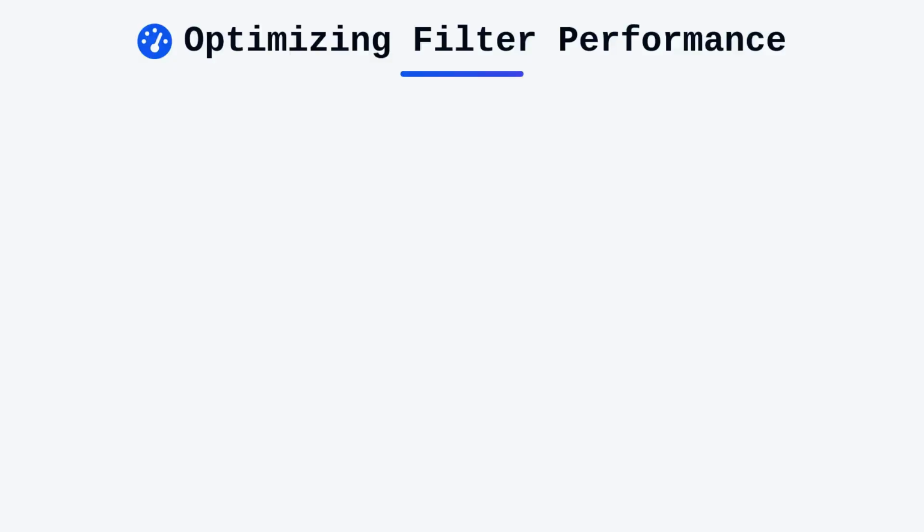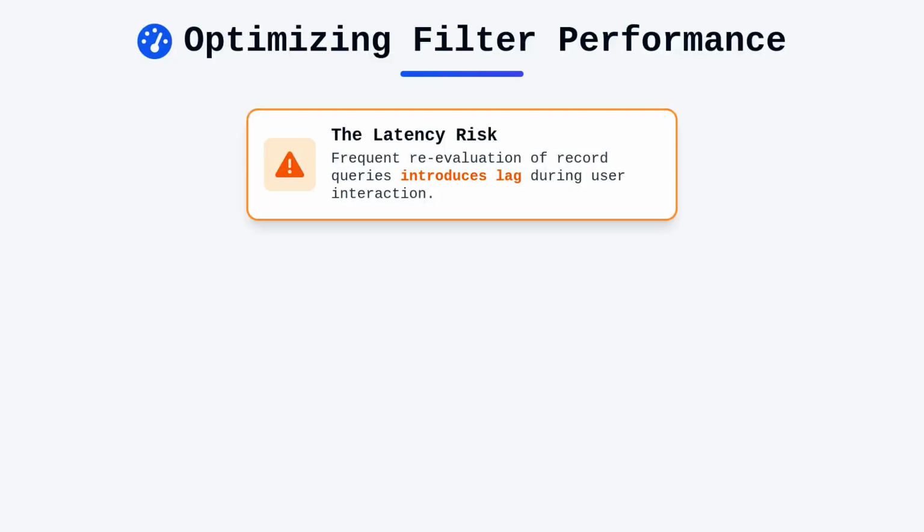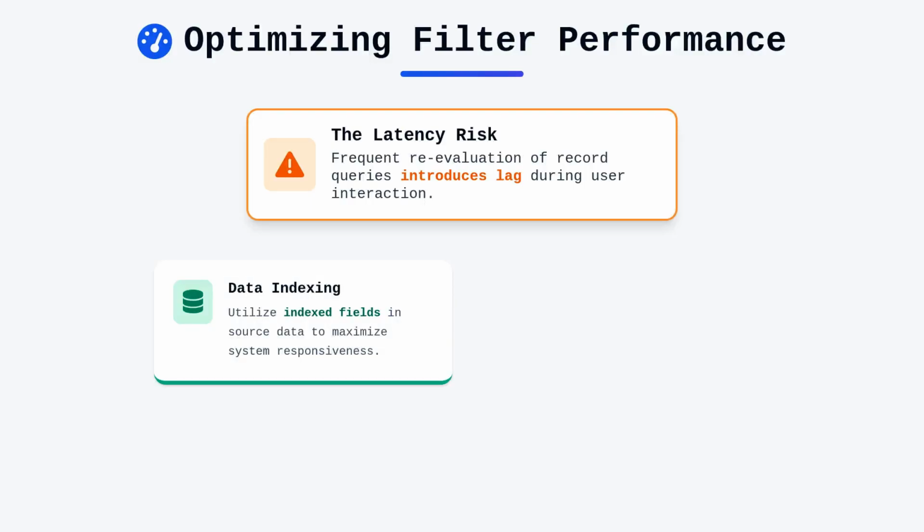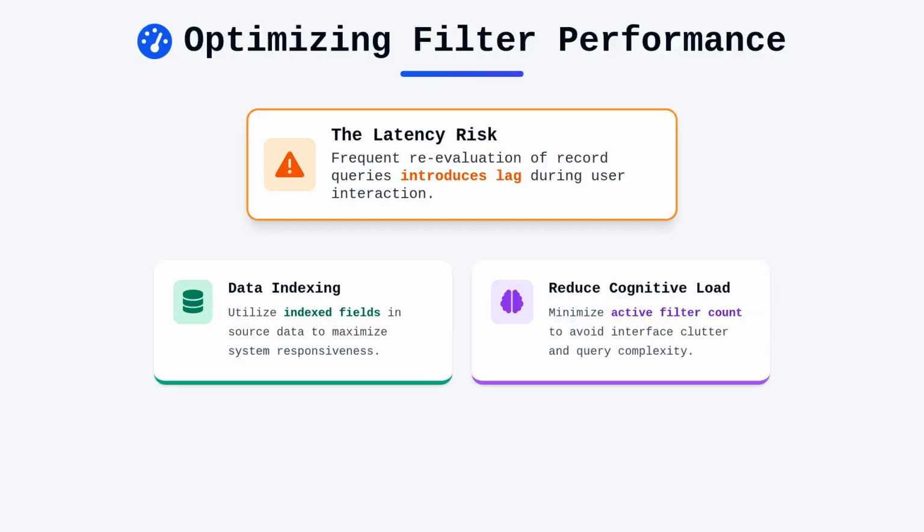Performance is always a consideration when designing these filters, especially when you're dealing with large datasets or complex data relationships. Every time a user interacts with a filter, the system must reevaluate the record query, which can potentially introduce latency if not handled judiciously. Using indexed fields in your source data for these filter operations is a standard practice to keep responsiveness high. Additionally, you should be mindful of the number of active filters you expose to the user, as an overcluttered interface can lead to cognitive load and unnecessary query complexity.